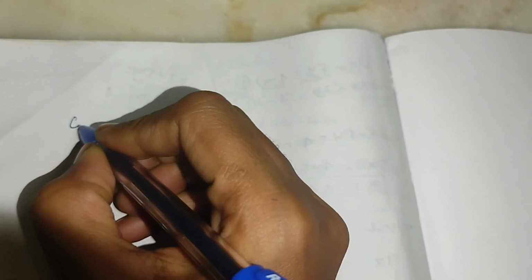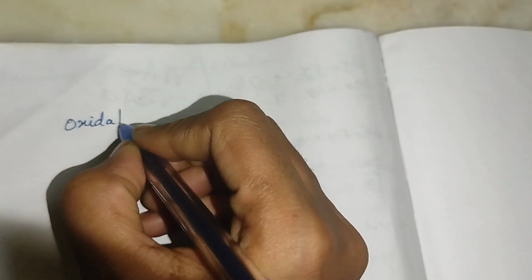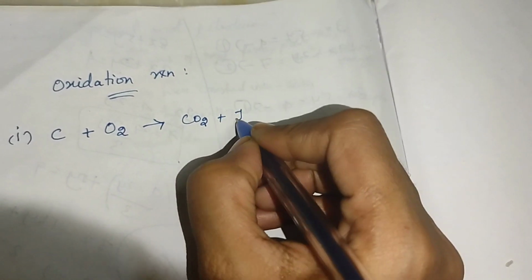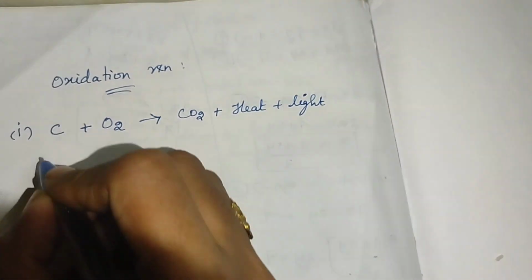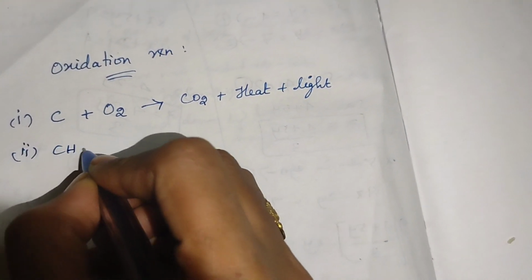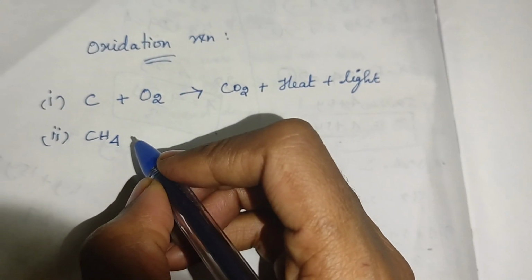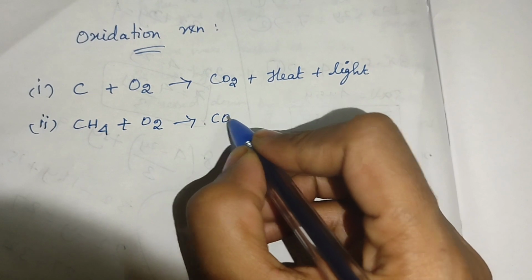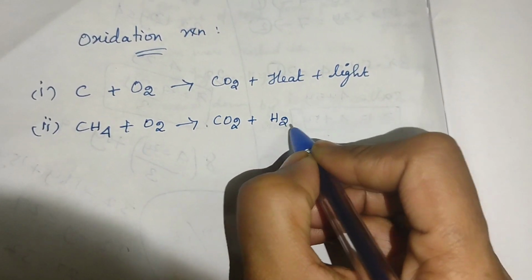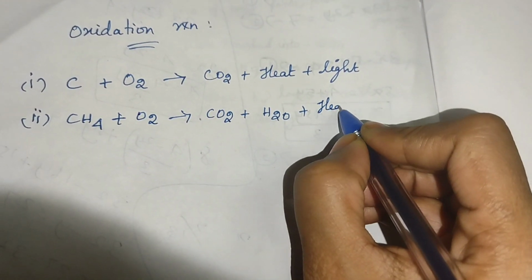Let me show some examples of forming carbon dioxide. Some simple examples, such as an oxidation reaction. We are taking carbon and heating it with oxygen. Carbon dioxide is formed, plus a high amount of heat and light is released. And second example, CH4. What is CH4? Methane. This methane is burning with oxygen. What will form? As usual, carbon dioxide plus H2O, water, plus heat and light is released.